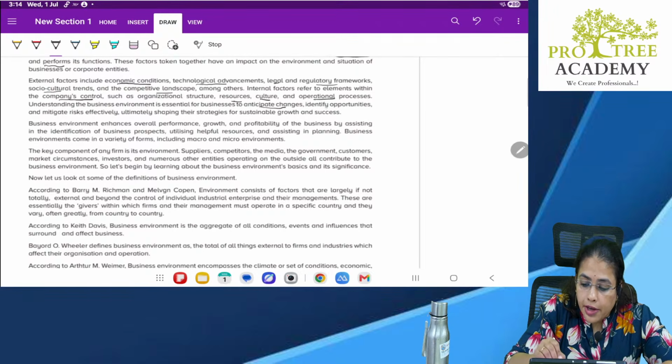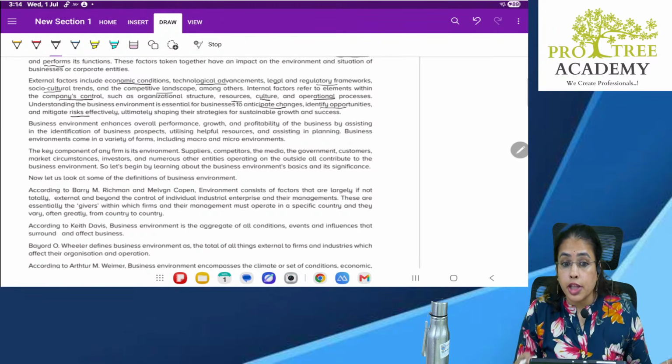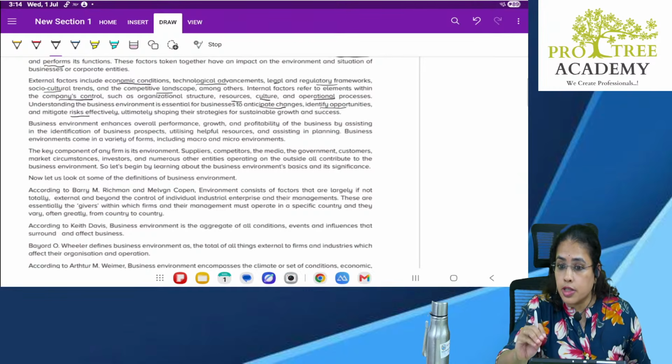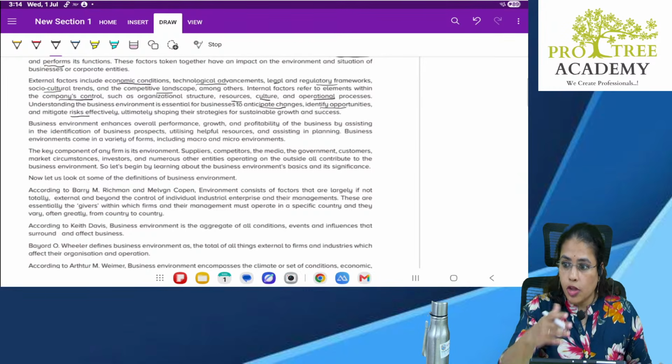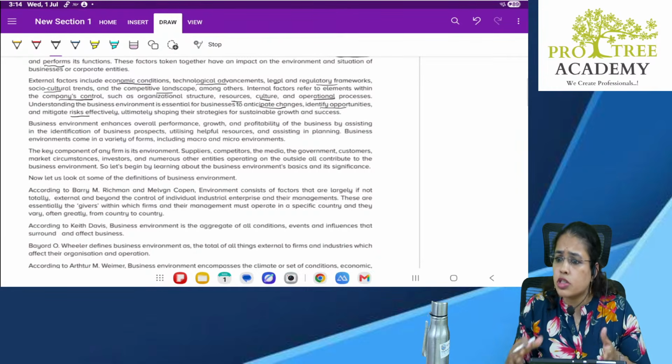Okay. Identify the opportunities. What are the opportunities that should be identified? And mitigate risk efficiently. Any risk that is there, you find any risk, then you can mitigate it. Like if you are feeling there is a plastic ban coming, you were supposed to start that, you will not start that. You will start a paper company or some other company.